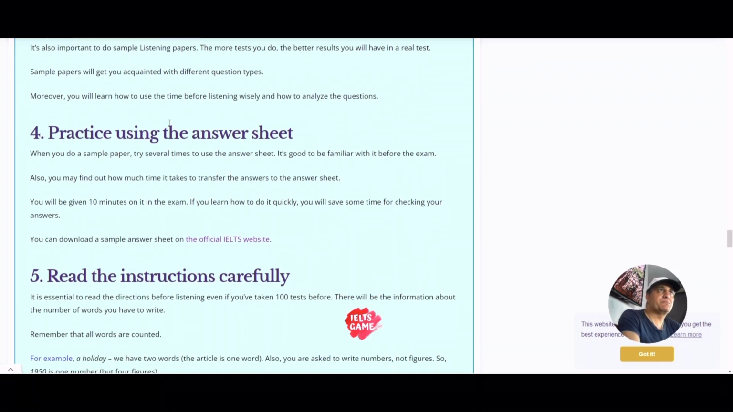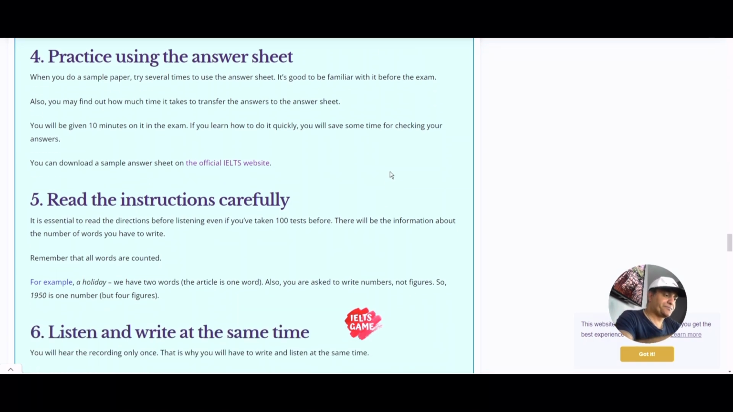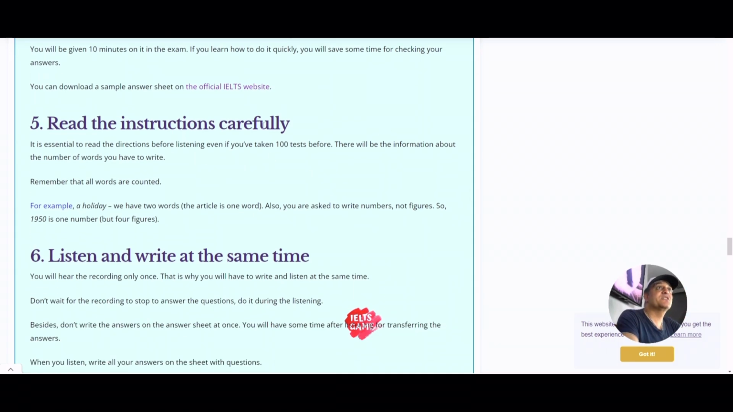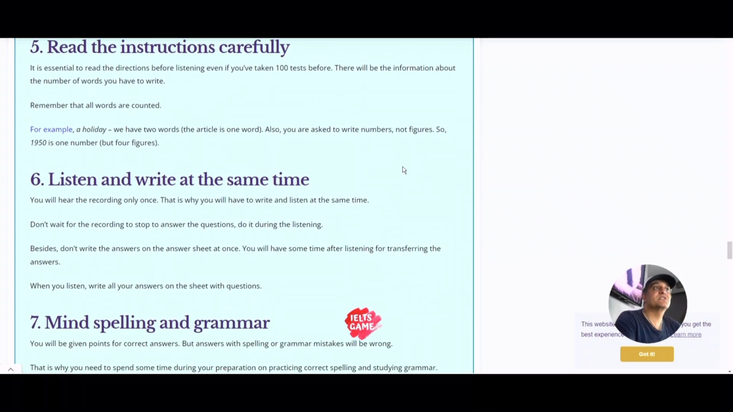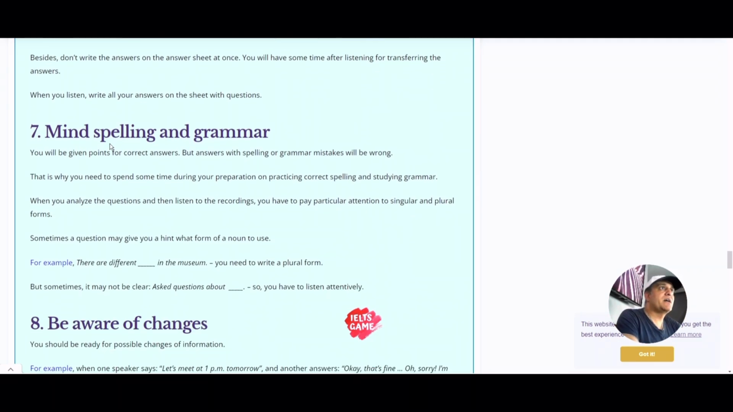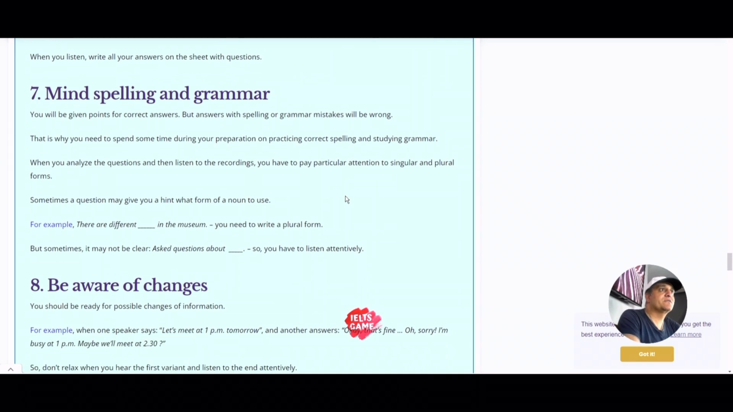Okay, and practice using the answer sheet. Write it down, and when you write the answer, in multiple choice just write the letter. Read the instruction carefully. You have to read the instruction very carefully because they guide you. For example, look at question 1 to 4, just 1 to 4 in this specific moment. Okay? Mind spelling and grammar. You have to be careful when you write something.